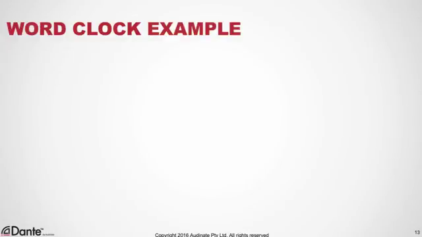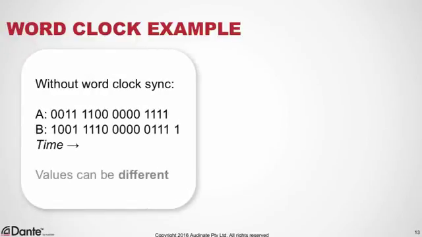Let's now look at an example of a severe word clock failure. Here we see two devices labeled A and B. They're each receiving the same stream of audio data, but the devices are not interpreting the values in the same way because there's a shift of 1 bit in time between them.